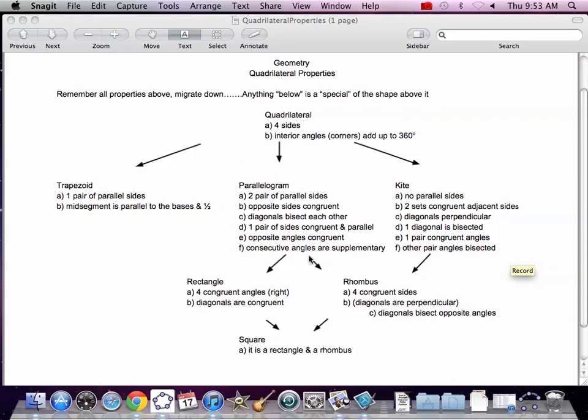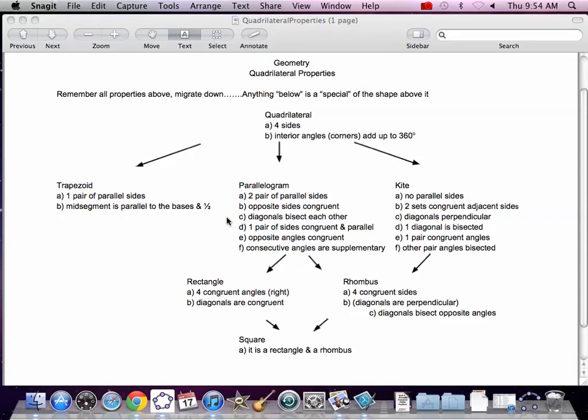Now we are going to make a parallelogram. Here are the properties of a parallelogram. Two pair of parallel sides. It's easy. Make two sets of railroad tracks. Opposite sides congruent. We just got to copy some sides. Diagonals bisect each other. Yeah, we can do that.